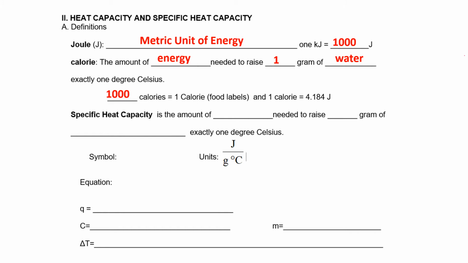That's the calorie we think of in food labels. So if you see Calorie with an uppercase C, that's referring to food labels. Lowercase c is referring to 1,000 calories. And 1 lowercase c calorie is equal to 4.184 joules.